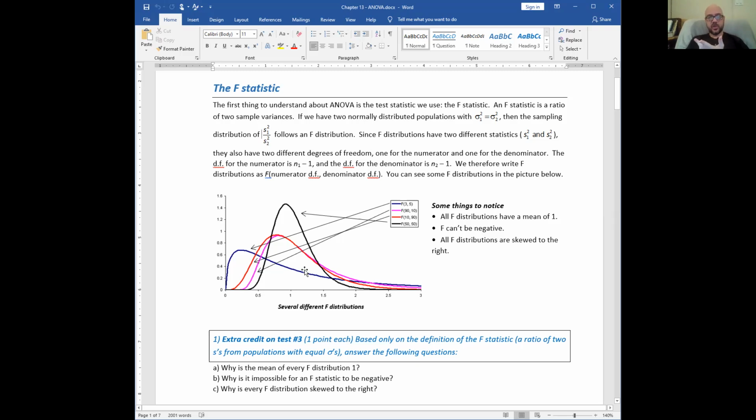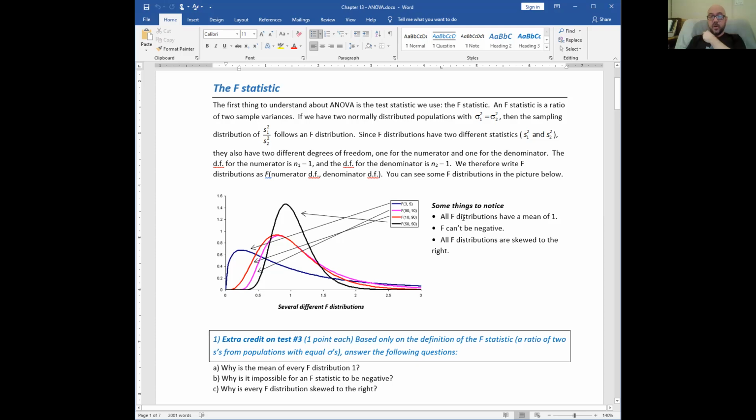Very straightforward. Here's a picture of some F distributions. You can see they kind of look like what we saw for chi-square distributions. However, they're different. Chi-square distributions have a mean of the number of degrees of freedom, so the bigger your sample size or the bigger your table, depending on what kind of chi-square test you're doing, the more degrees of freedom, and so the mean goes further and further to the right. But that is not the case for the F statistic. F statistic has a mean of 1 always.